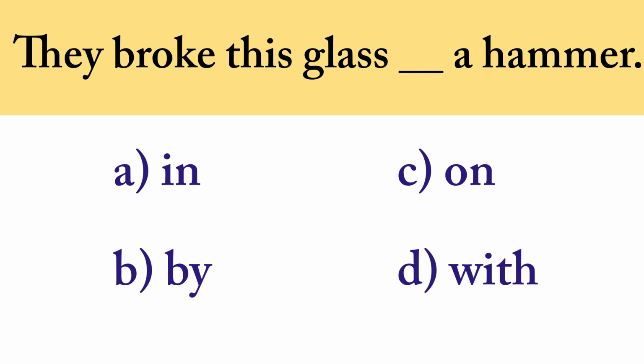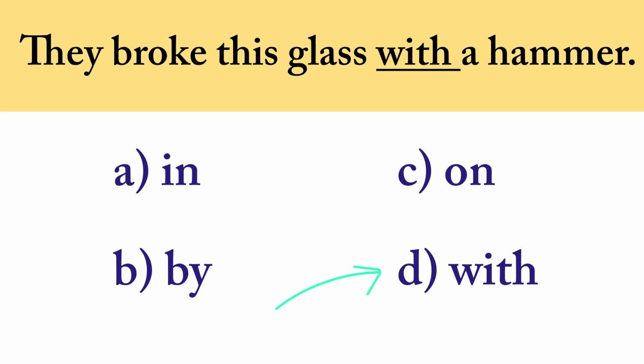They broke this glass, blank, a hammer. A, in. B, by. C, on. D, with. The correct answer is D. They broke this glass with a hammer.